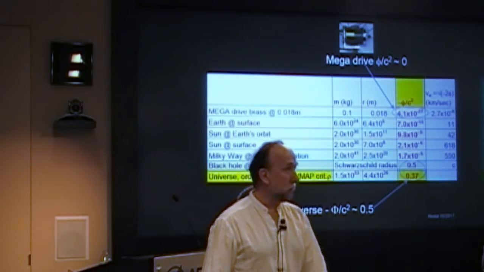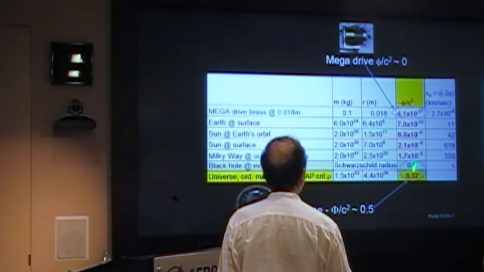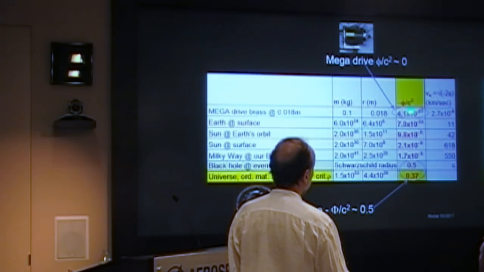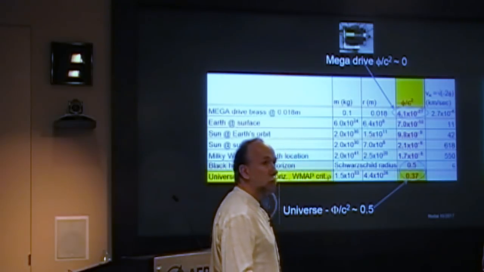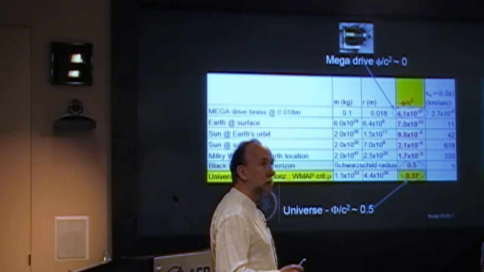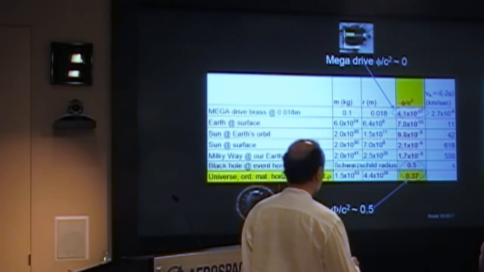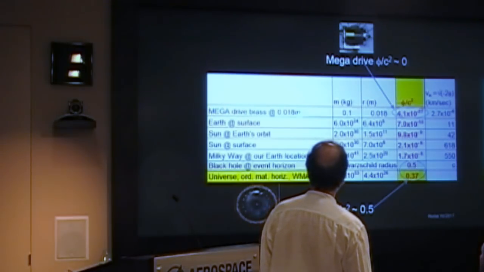Let's calculate what this potential is. So here in this column, I have the potential. And it's interesting because the escape velocity goes like the square root of minus 2 times the potential. So you can also think of this potential that is responsible for inertia as being related to the escape velocity. So let's calculate the phi for the Mega Drive.